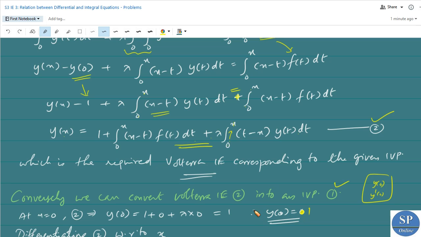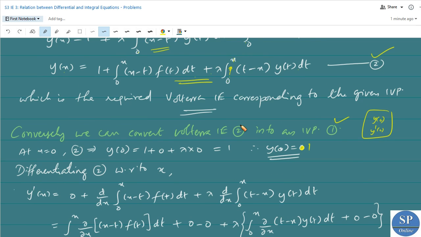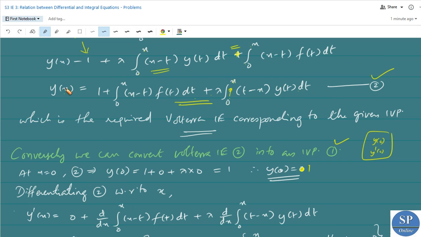Okay. Now our aim is to differentiate this. The given integral equation can be differentiated. So differentiating this integral equation 2 with respect to x, we will get y dash of x equal to the derivative of 1, which is 0, plus d by dx of the integral 0 to x of (x minus t) f of t dt, plus lambda into d by dx of the integral 0 to x of (t minus x) y of t dt. So here we need to use the Leibniz rule that we discussed in the previous lecture.